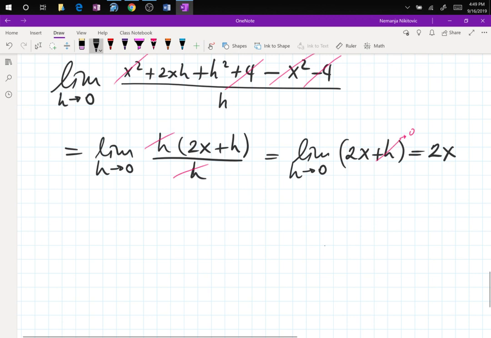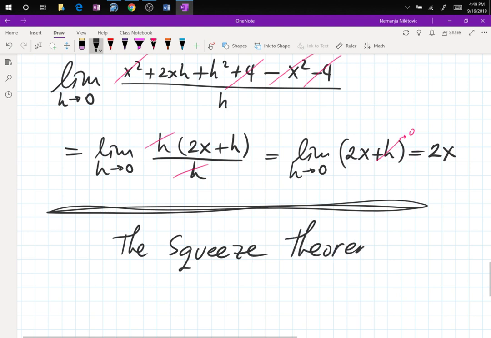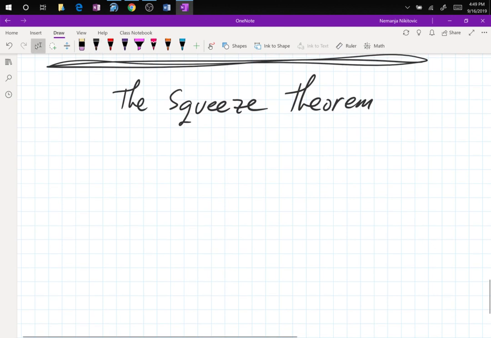So the next one is the sandwich theorem, also known as the squeeze theorem, depending on which book you read. So this theorem is interesting because it allows you to solve limits in some really crazy situations. See, if you have, let's say, trig involved.